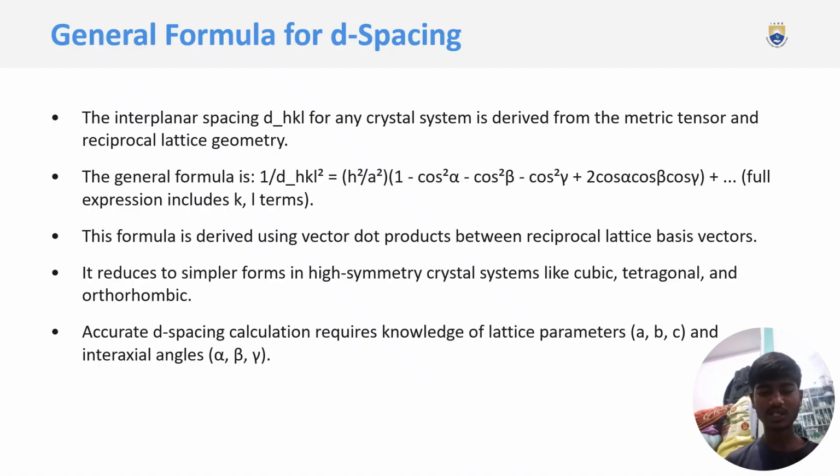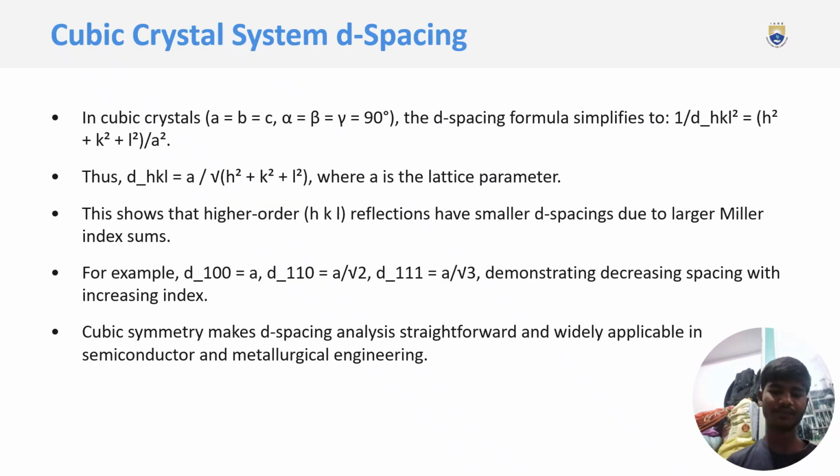This formula is derived using vector dot products between reciprocal lattice basis vectors. It reduces to simplified forms in higher symmetry crystal systems like cubic, tetragonal, and orthorhombic. Accurate d-spacing calculation requires knowledge of lattice parameters a, b, c and interaxial angles alpha, beta, gamma.